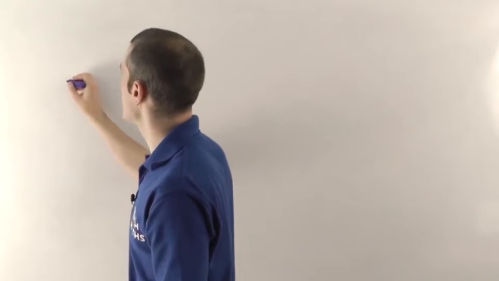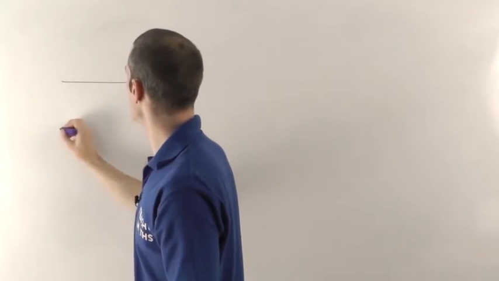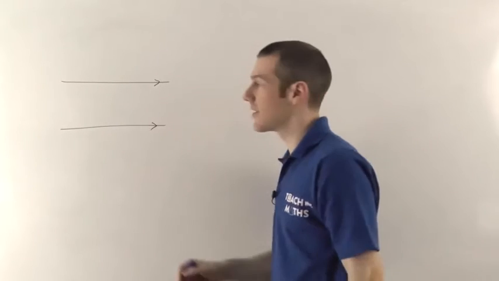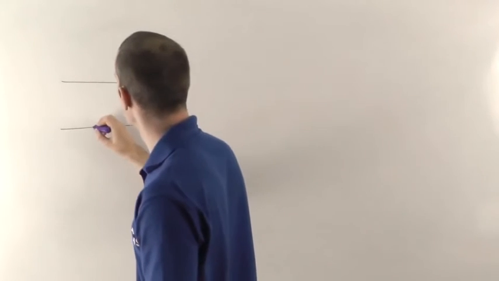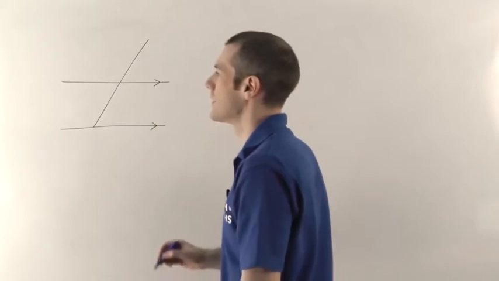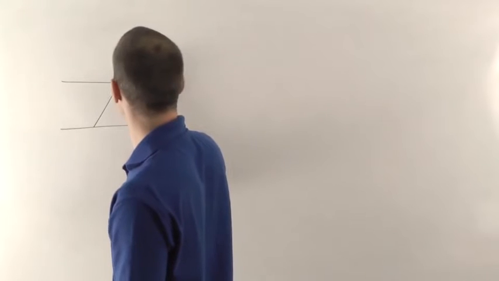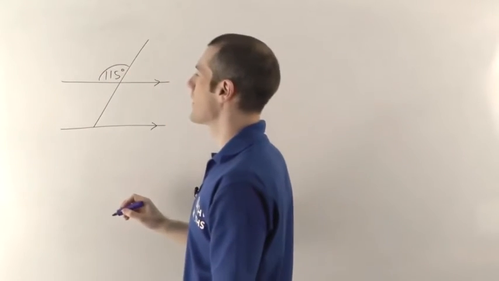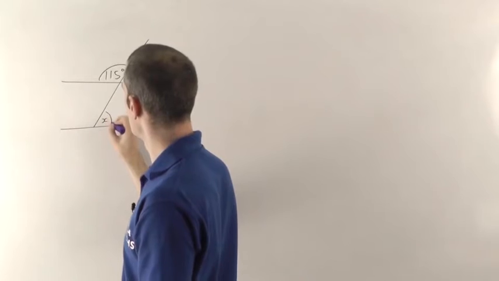So let's say we have a pair of parallel lines like this. So again, we stick the arrows on here to indicate that they're parallel. We're going to have another line crossing like this. I'm going to tell you that this angle is 115 degrees, and we want to find this one.